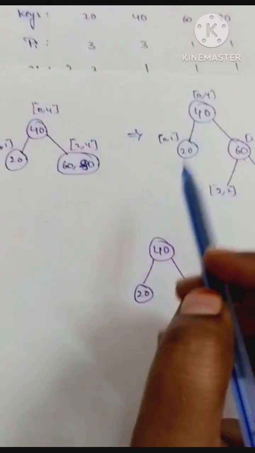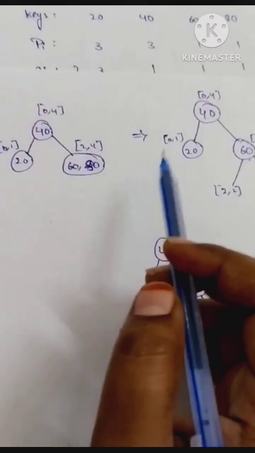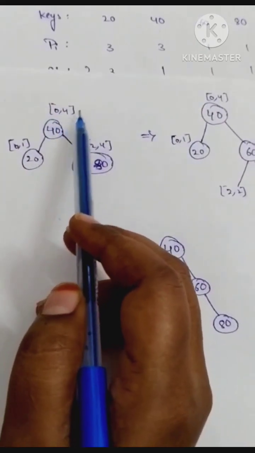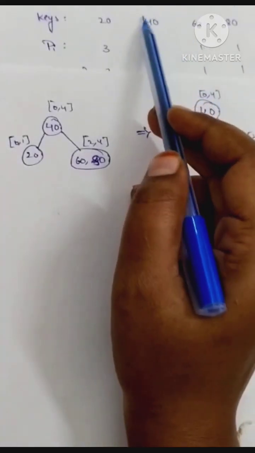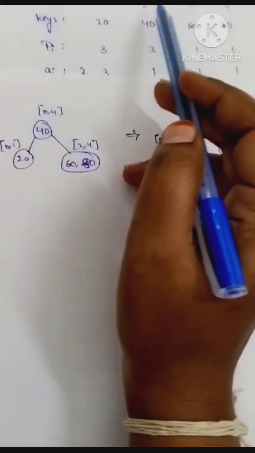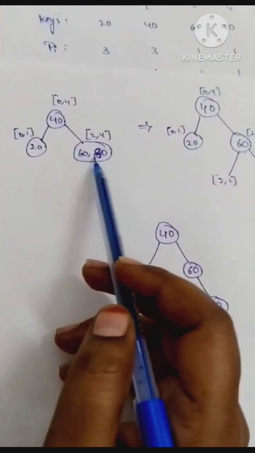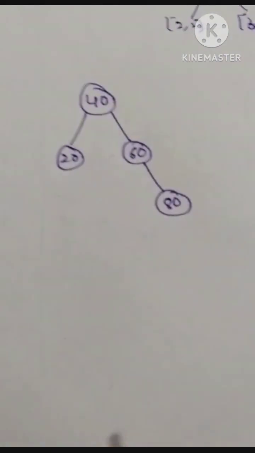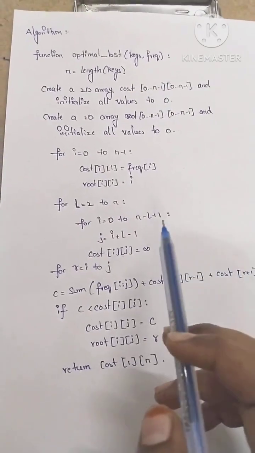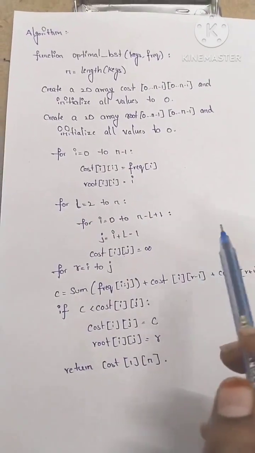Now to find the structure of the optimal binary search tree, we have taken the cost of the binary search tree 0 comma 4 where the value we got is 2 and the index value of that key is 40. We have divided from there, we have taken the 40 as the root value and drawn the optimal binary search tree in this way, and this is the final structure of the optimal binary search tree. This is the algorithm for finding out the optimal binary search tree.